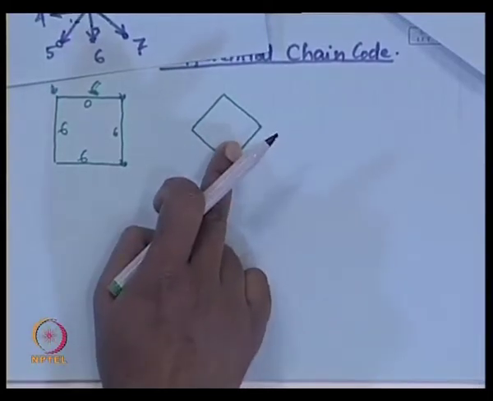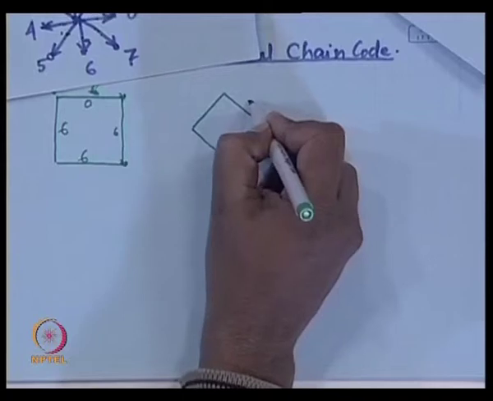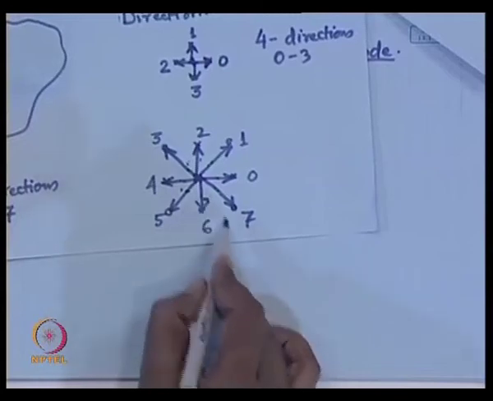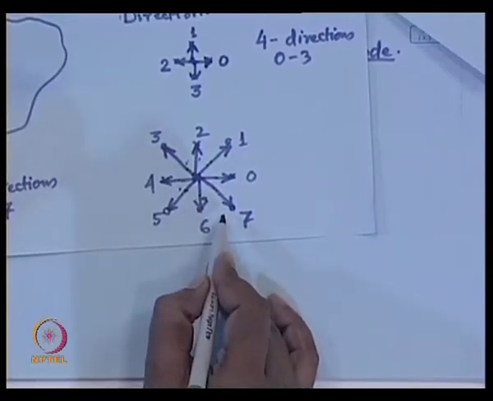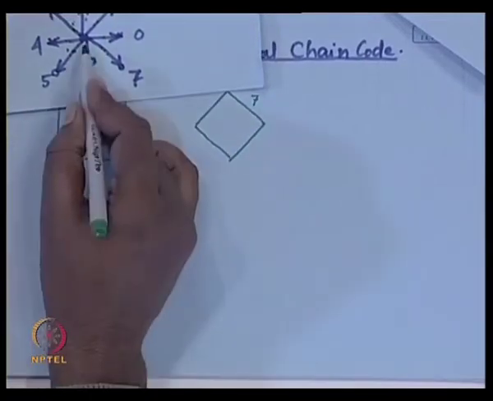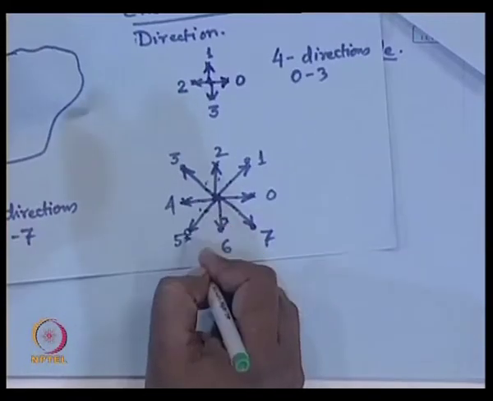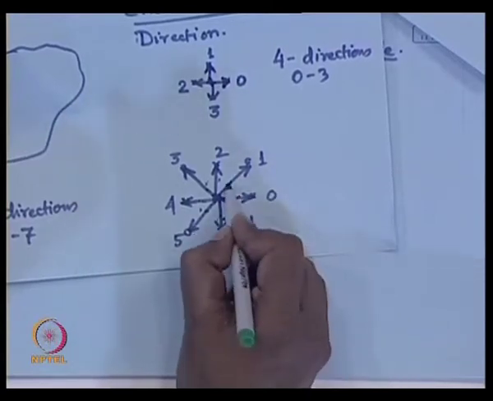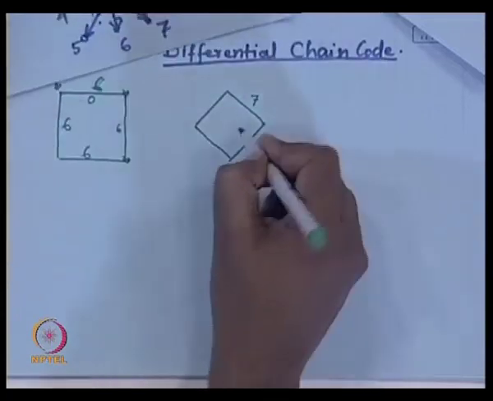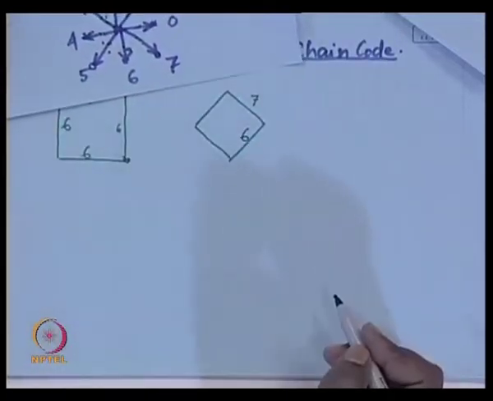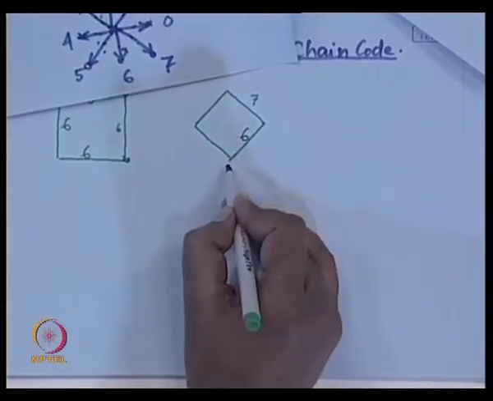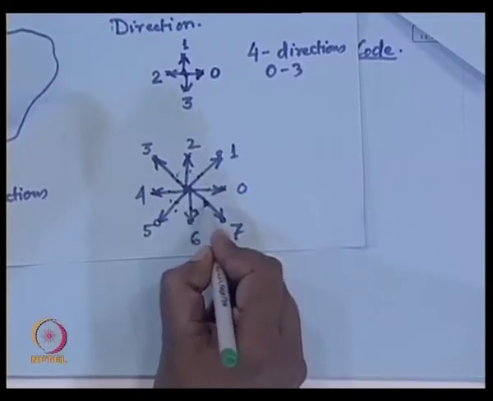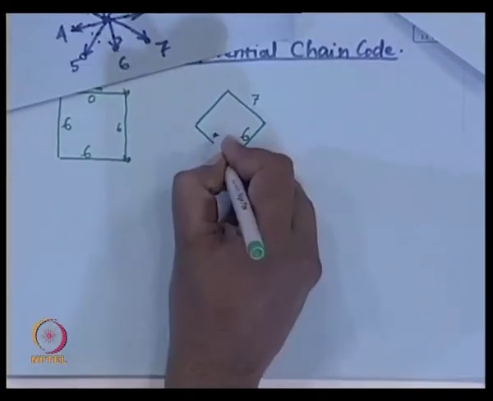What happens in this particular case? Here my initial direction was 7, but I do not code it. The direction of movement was 7, same as this. What is the next direction? The next direction is 5. So, from 7 to 5, how many rotations do I have to perform? 1, 2, 3, 4, 5, 6. So, I have to perform 6 rotations. Now, this was 5 and this is 3. How many rotations do I have to perform? 1, 2, 3, 4, 5, 6 again. So, this also becomes 6.